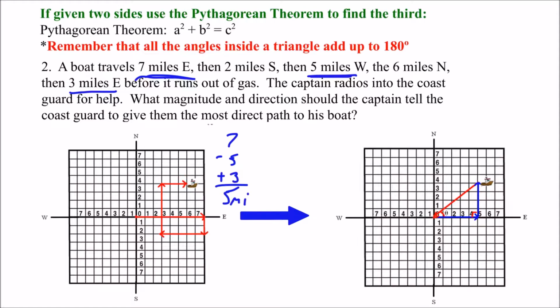Now let's do the north-south, or the up and down stuff, okay? So I have 2 miles south. Since it's south, that's negative 2. And then 6 miles to the north. And then there's no more north-south stuff. So that means overall I have positive 4 miles. If you look at our new picture over here, we've gone up 4 miles.